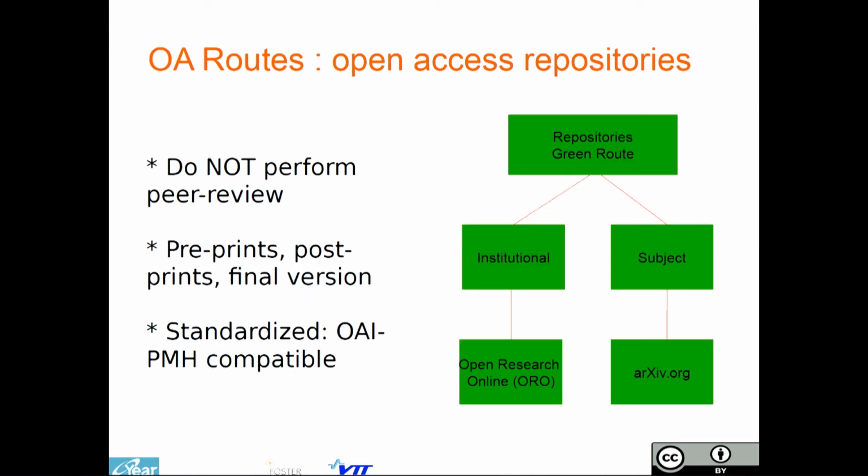Now we're getting to routes to open access. There are two routes to open access. The one is the access through the green road. When we talk about colors, the green road to open access or the gold road to open access, the colors don't mean something in reality.